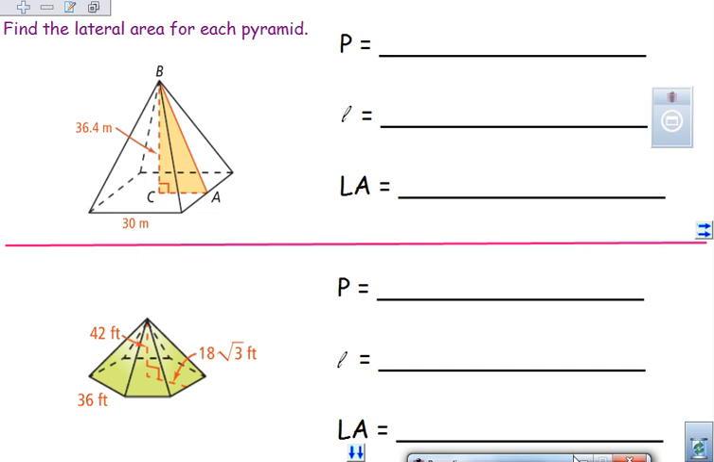So why don't you try these two examples on your own? Please stop the video here and give them some time to work. Once everybody is finished, please play the video.